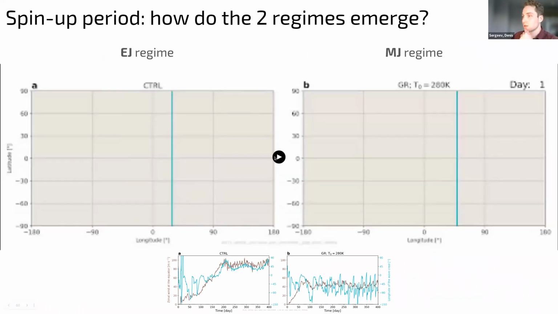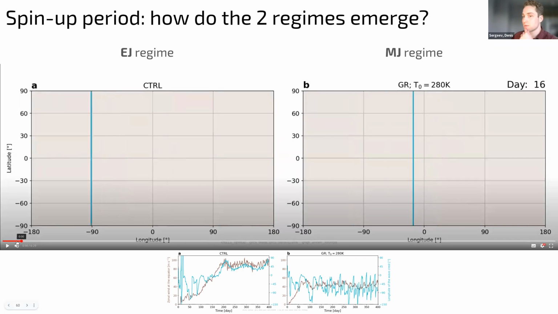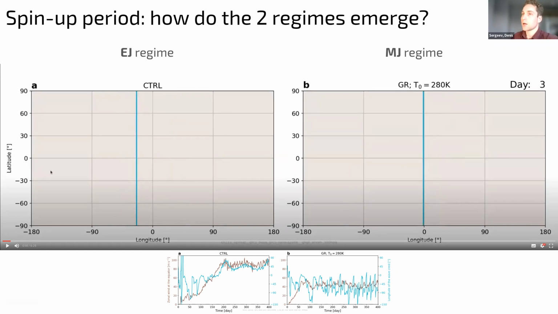And we can look at the emergence of planetary-scale waves and superrotation by looking at this animation. This is an animation going from day 0 of the simulation all the way to day 500, or 400, and the field that is shown is the geopotential height anomaly. And you can also see that there is this vertical sine line, which essentially tracks the maximum of the geopotential height anomaly. And the corresponding sine line is shown as a time series at the bottom.